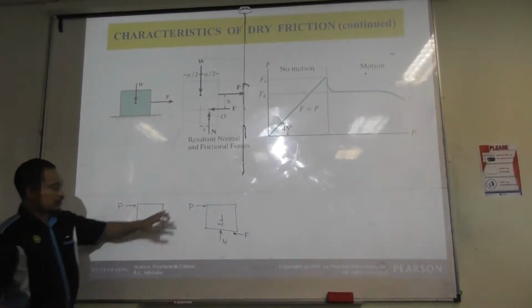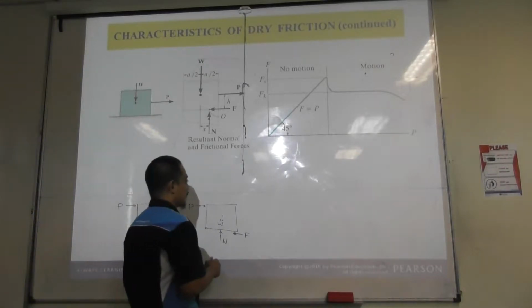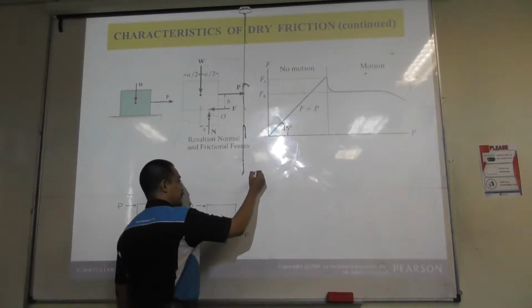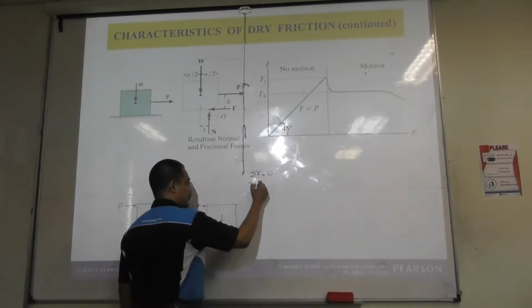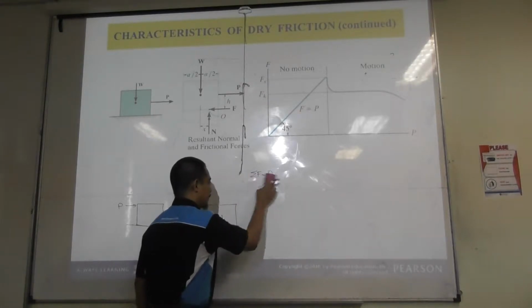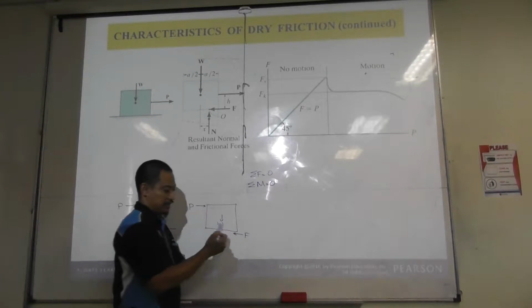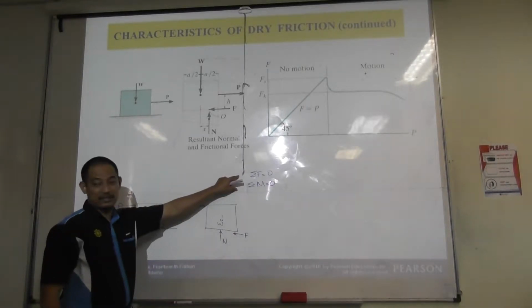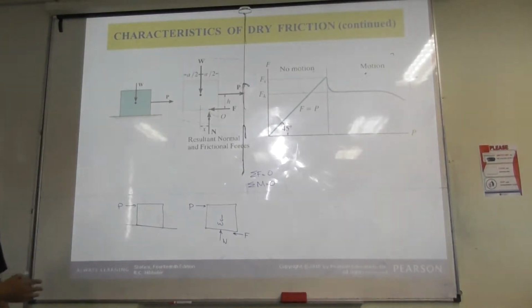Now, for the object to be static, there are several things that have to be satisfied, which is summation of force should be equal to 0 and summation of moment should also be equal to 0. Correct? So if any of this is not 0, can it be static? No. And for the forces, you have also x and y.